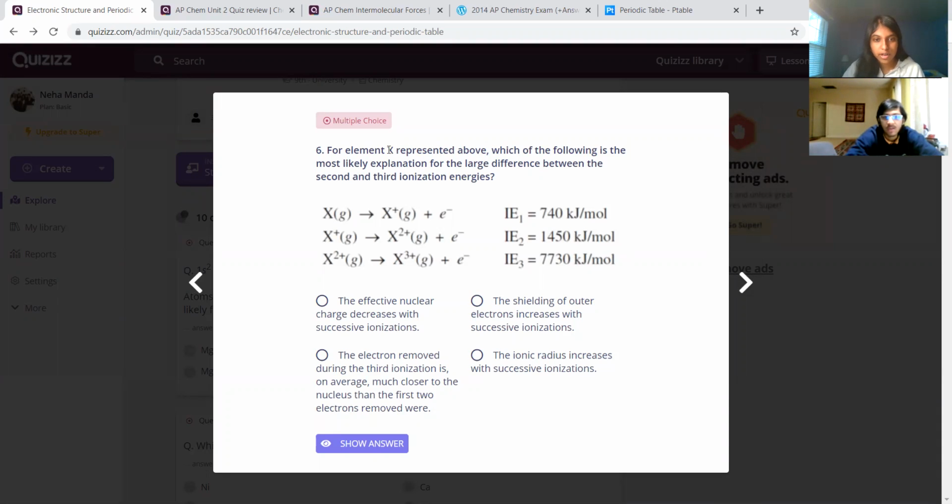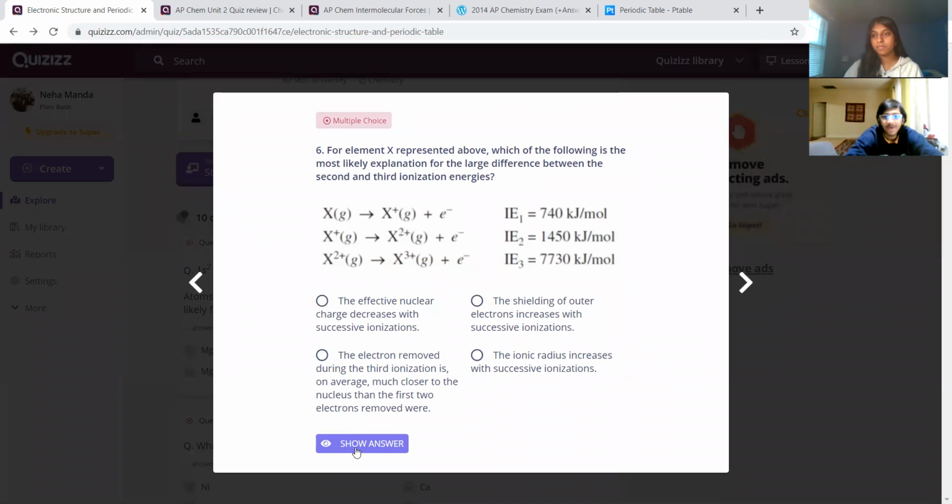Okay. So for element X represented above, which of the following is the most likely explanation for the large difference between the second and third ionization energies? Like as we said before, there's a jump because it goes to the next energy level down. So what would that be? The electron removed during the third ionization is on average much closer to the nucleus than the first two electrons removed were. I think it's that one.